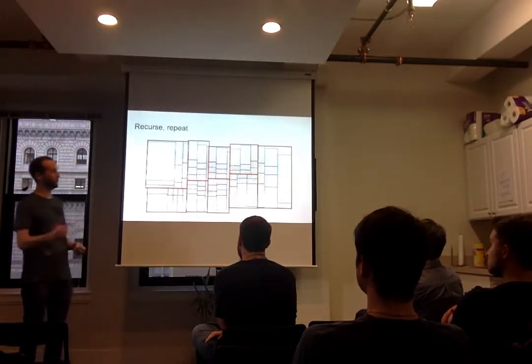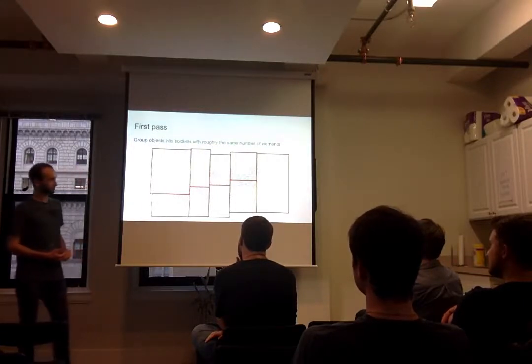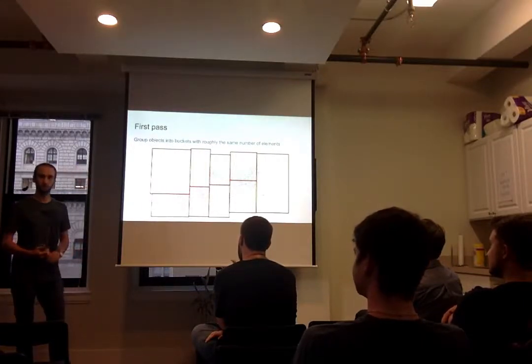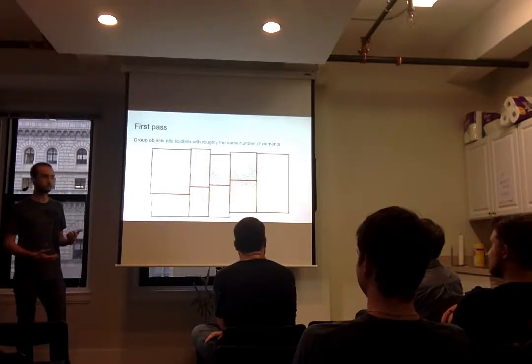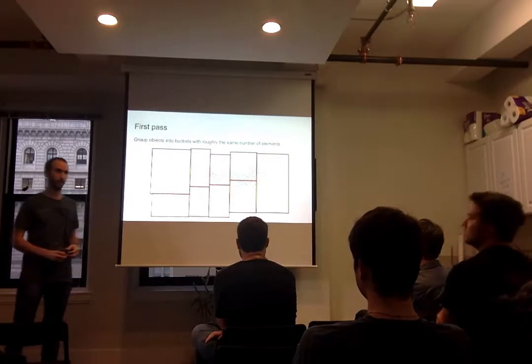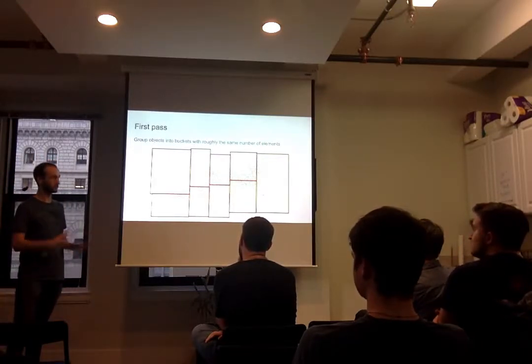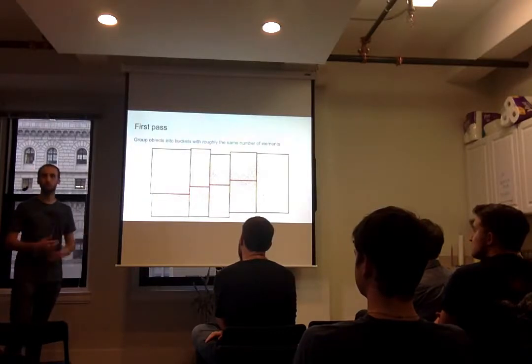So the first thing that we're going to do is we're going to segment our set of points into sets that have roughly the same amount of points in them. And for this example, we've chosen 9 buckets. So we want to just split this up into 9 roughly equal sets.